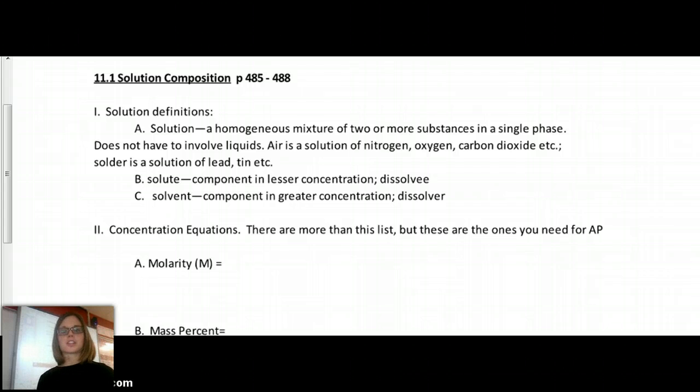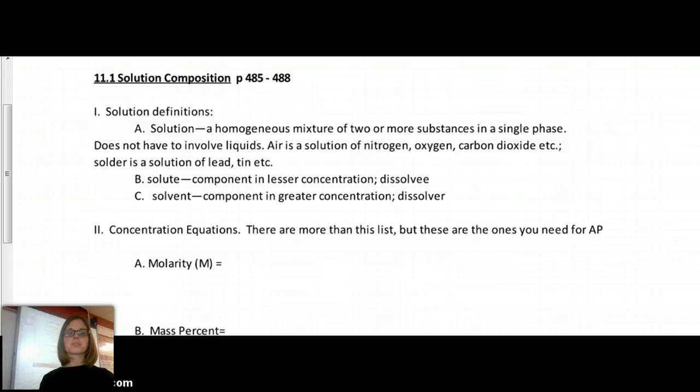Please remember that a solution always has two parts: the solute, which is the component in lesser concentration, the thing that gets dissolved, or the dissolvee. The solute ends in E, it's the dissolvee. You can also think about it as the thing that you are dissolving, since it has the U in solute. And then finally, the solvent, which is the component in greater concentration, the thing that does the dissolving, or the dissolver.